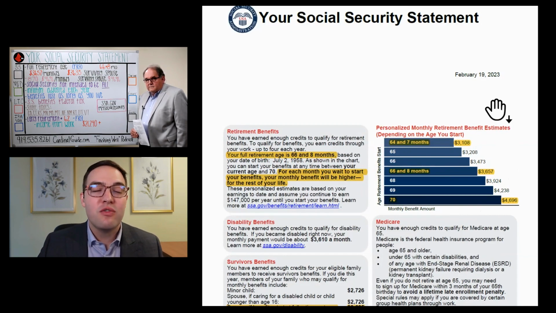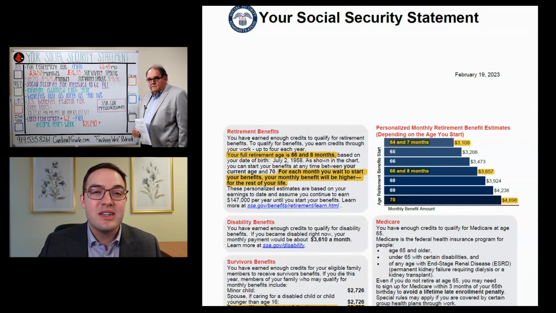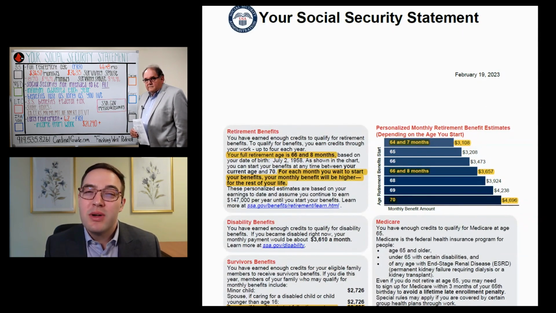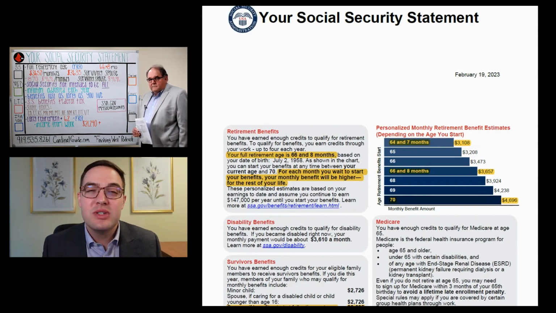So you get a higher check. It's $4,696. In reality, that number is probably going to be a little bit higher by the time this person gets to 70 because of the cost of living adjustments that will happen due to inflation over time. But yeah, it's a great way to know what benefits you're eligible for.